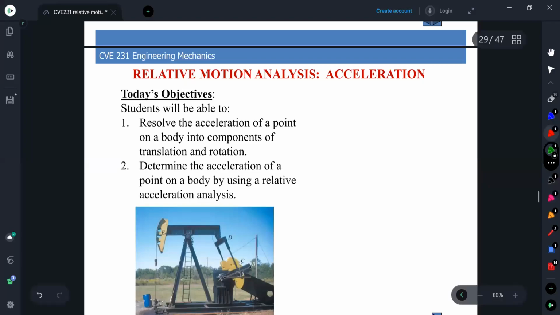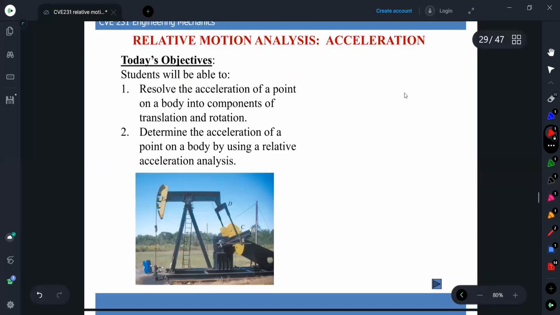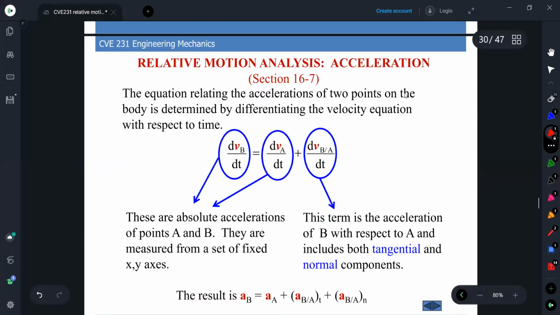In this video, we will study the relative motion analysis for the case of acceleration. As we know, the velocity vector is composed of two terms: the velocity from translation and the velocity from rotation, that is the relative velocity VB sub A.